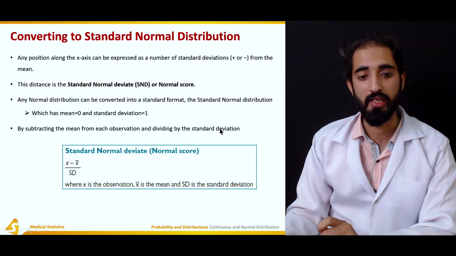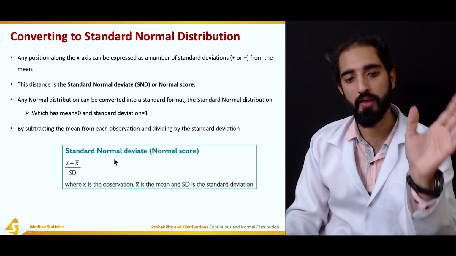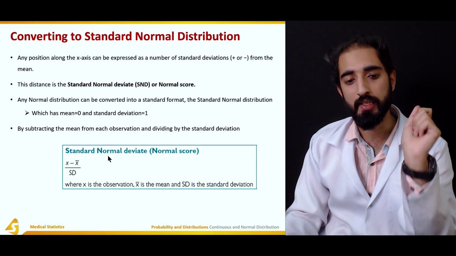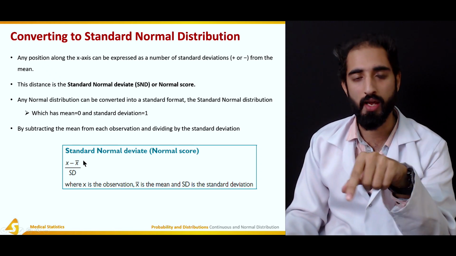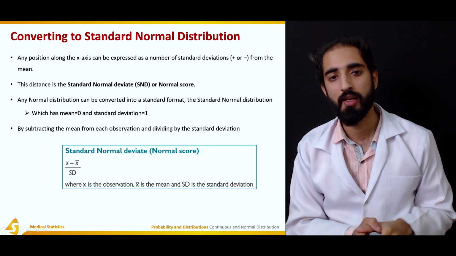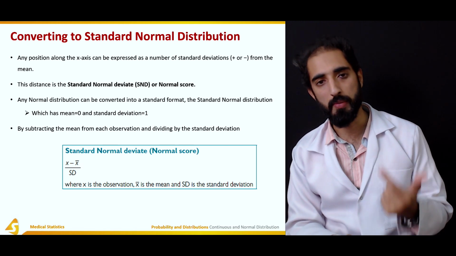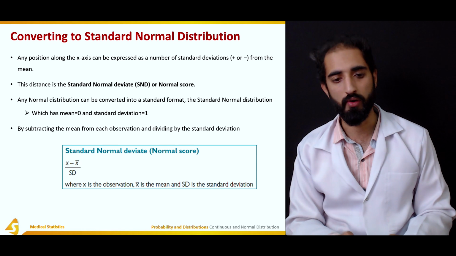So as you can see, to calculate the standard normal deviate, we need to know the standard deviation and the mean. So that is why I was already mentioning that for the standard normal distribution, mean and standard deviation are the two most important things.